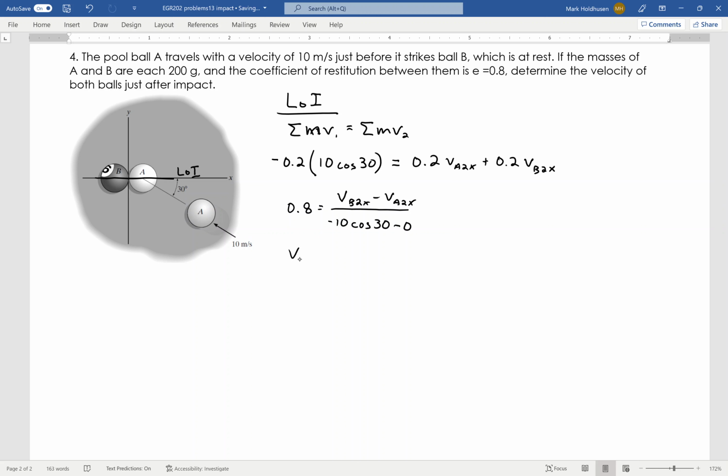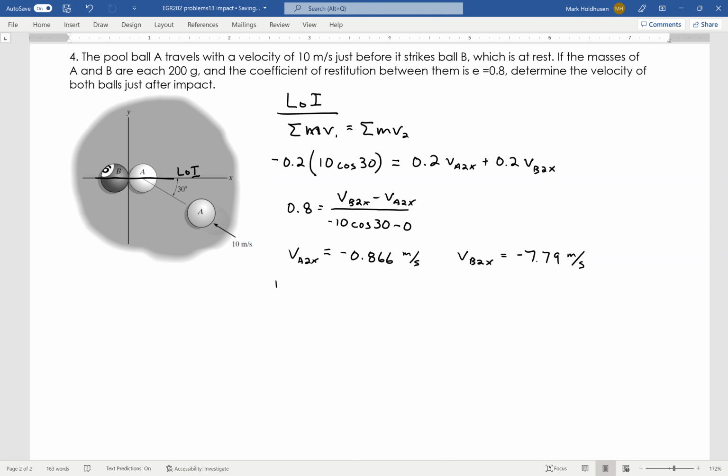And I can find that VA2x, when I do the algebra, is negative 0.866 meters per second. Okay? And VB2x is going to be equal to negative 7.79 meters per second. Okay? So that gives me the velocities along the line of action after the impact.